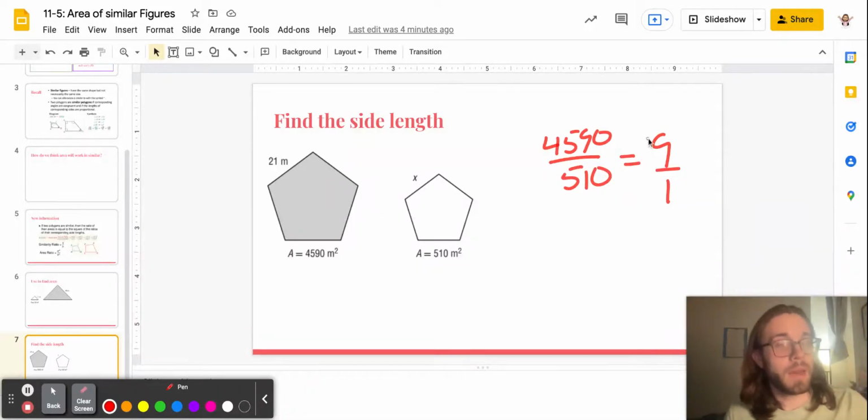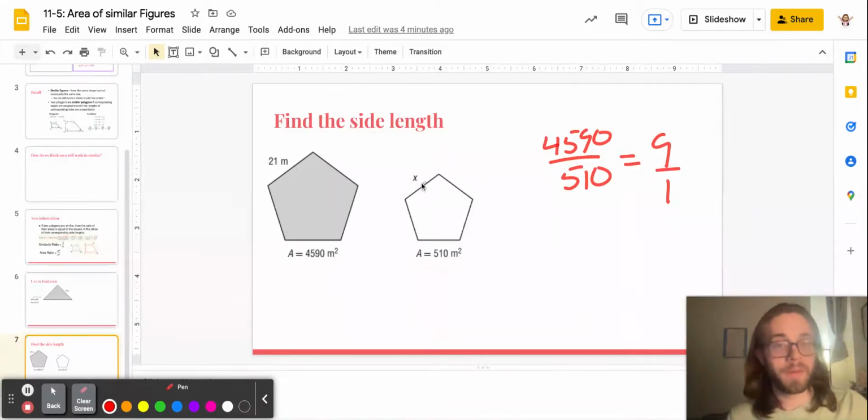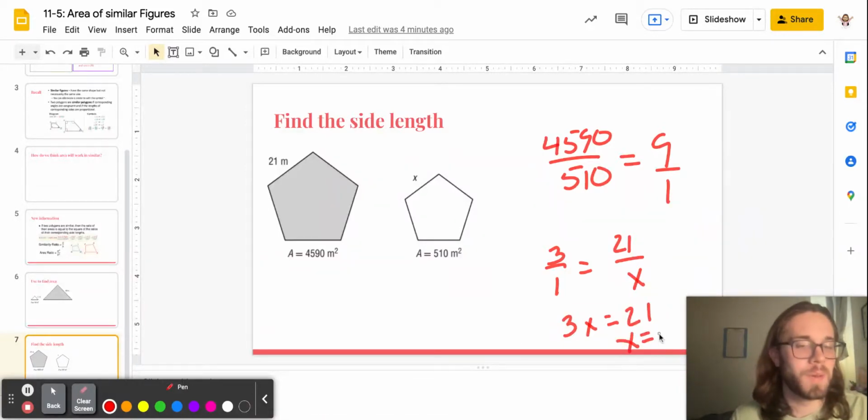Now, that is the ratio squared, right? So the ratio that we're looking for when we're trying to find the sides is not 9 over 1. It's the square root of that. So it'd be 3 over 1 has to be equal to, and let's keep this one on the top, 21 over x. 3x is equal to 21. So x is equal to 7. And what's my unit? Meters.